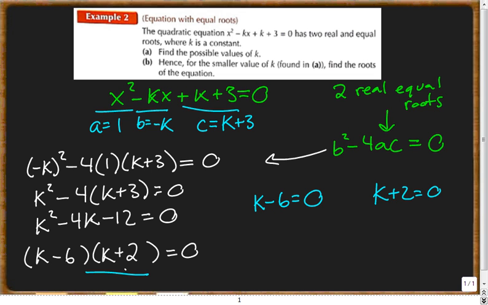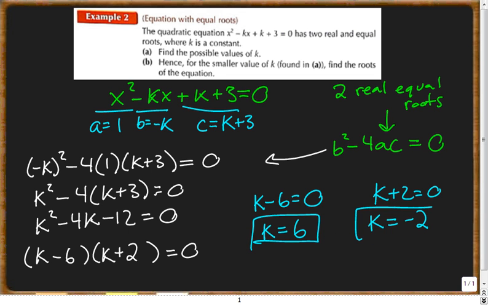We can't get 0 any other way from a product than one of the parts being 0. So now we can say if k minus 6 is 0, then we know that k has to be 6. And if we know that k plus 2 equals 0, then we know that k has to equal negative 2. So these are our two possible values for k. The second part says, hence, for the smaller value of k found in A, so our smaller value is negative 2, find the roots of the equation.